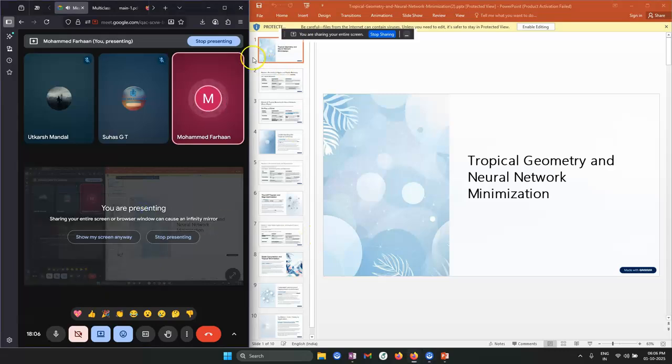Okay, so today we'll be summarizing what the main goals of our project or our department are going to be. We're basically exploring the connection between tropical geometry and neural networks.